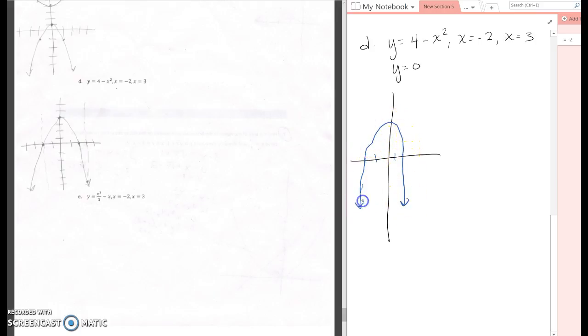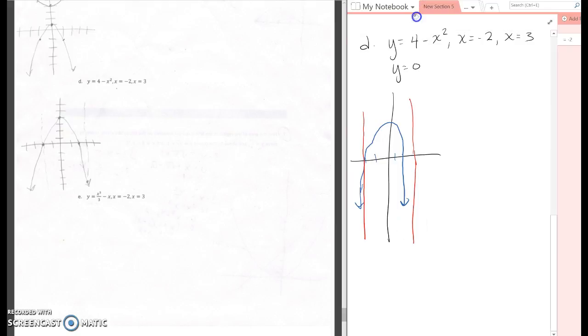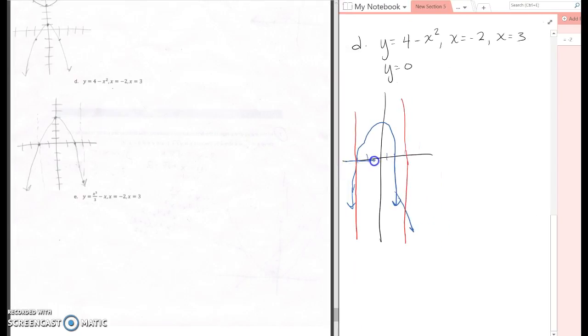So here's our function, and we want to go from -2 to +3. I'm not very good at these drawings, honestly. This would come and intersect, okay? And then we also want the x-axis.